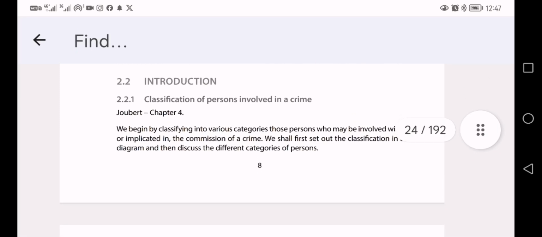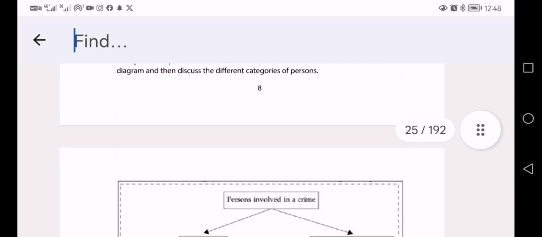Introduction 2.2. Classification of persons involved in a crime. Joubert chapter 4. We begin the classification to various categories, those persons who may be involved with or implicated in the commission of a crime. We shall first set out the classification in a diagram and then discuss the different categories of persons. And here is the diagram.